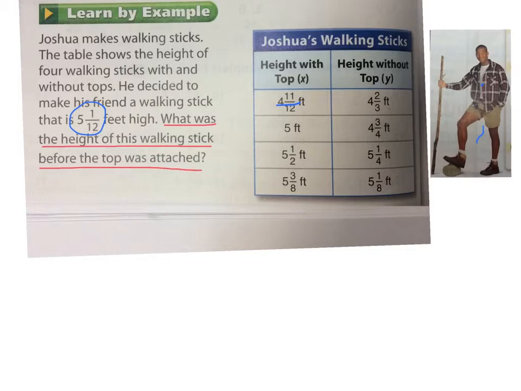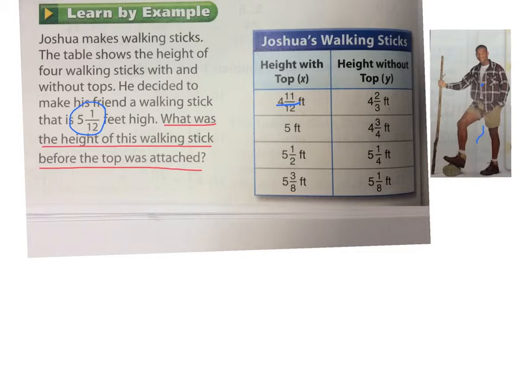So what does that tell us about the 5 1/2 feet high? Does that include the top? Yes, it does, right? So it says Joshua made a walking stick for his friend that was 5 1/2 feet high. That's the total height of the stick, and we need to find out how high it was before the top was attached.